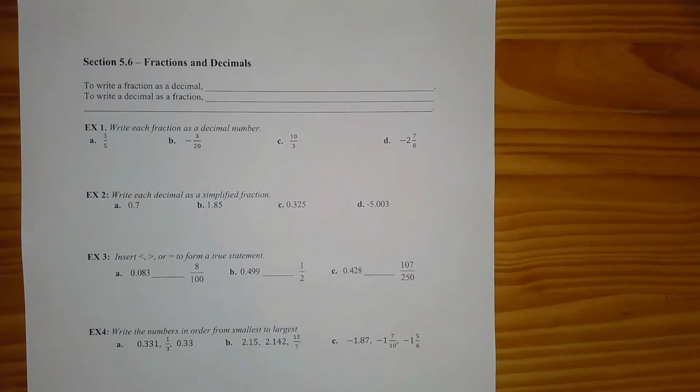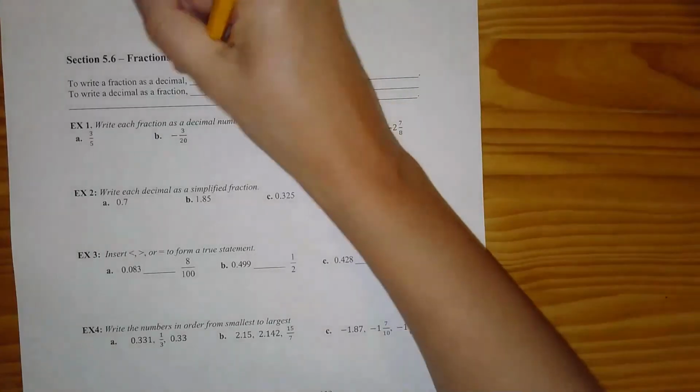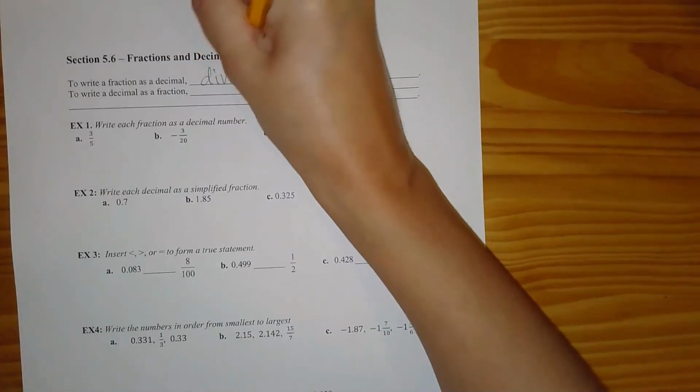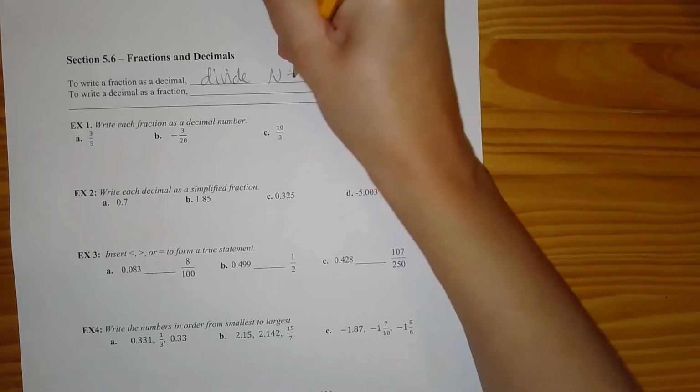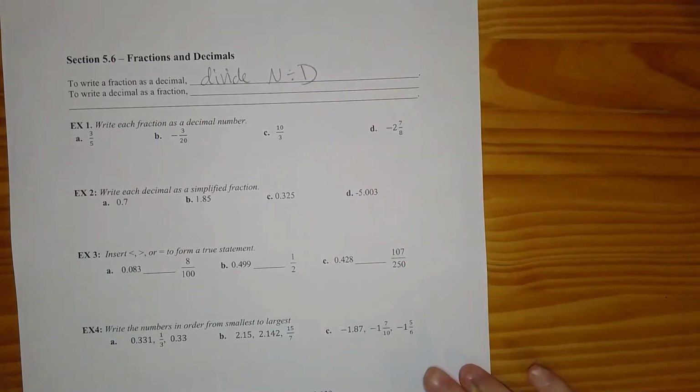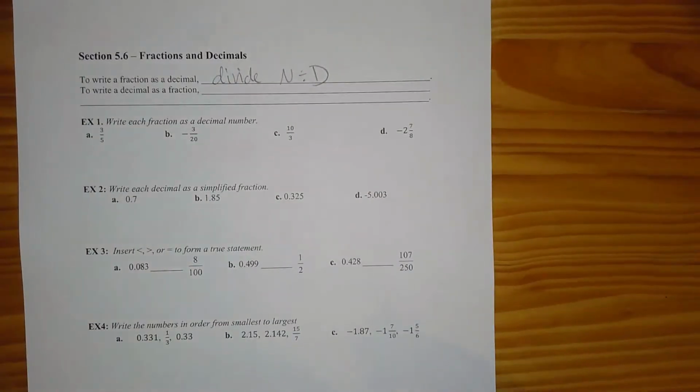So with this section, what you're going to be doing is converting from fractions to decimals and decimals to fractions and comparing them. Okay? So to write a fraction as a decimal, it's really not bad at all. You're just going to do division. You just divide numerator divided by denominator. Okay? And that's it.